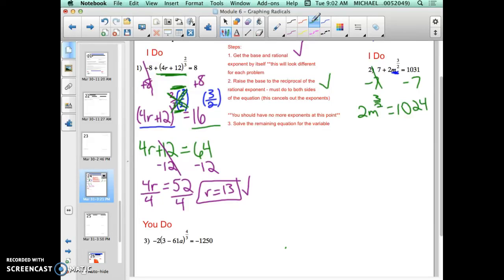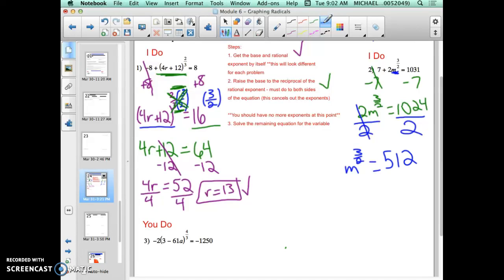Then from there, this 2 and this m are multiplying on each other, so I can divide by 2 on both sides. 2 divided by 2 cancels out to 1, so I'm left with m to the 3 halves equals 1024 divided by 2, which is 512.